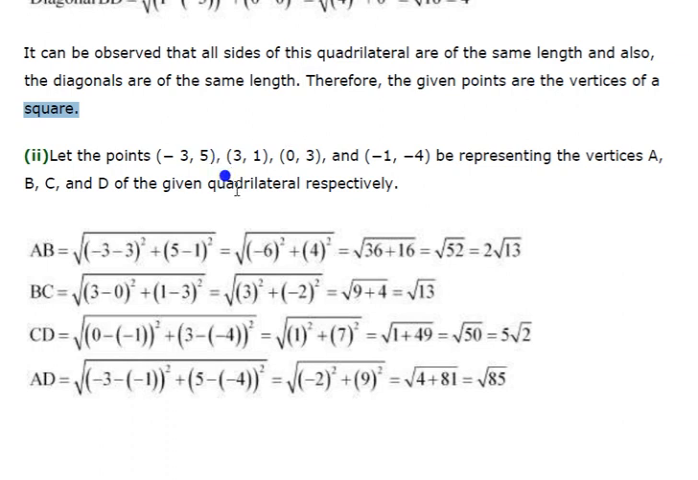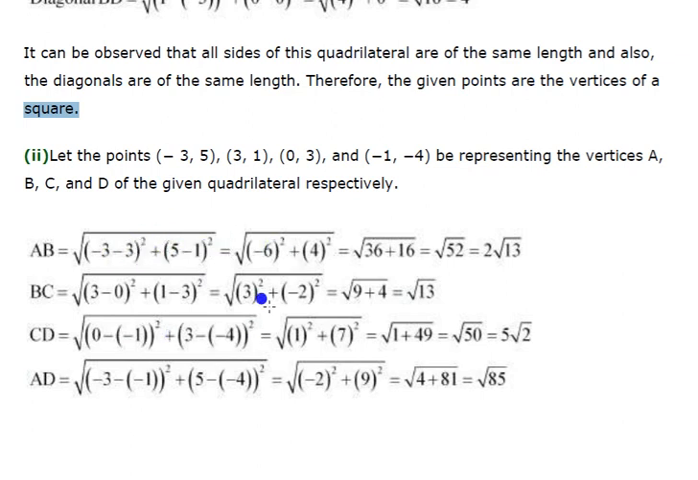In the same manner we have to find the distance. So AB will be 2 root 13, then BC will be root 13, then CD will be 5 root 2, and AD will be root 85. I'm not going to explain in detail because in the previous question I had explained how to take x1 y1, x2 y2, and what is the formula regarding the distance AB, BC, CD and AD.